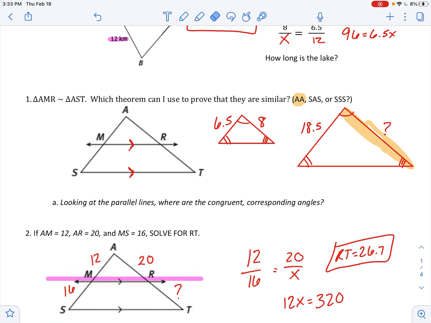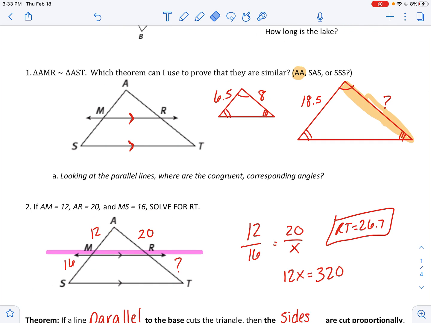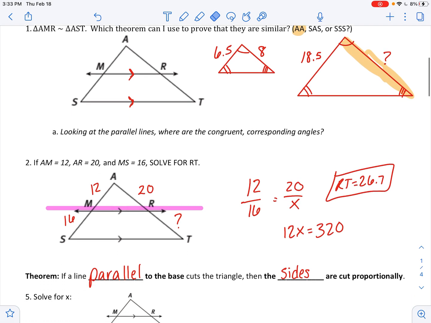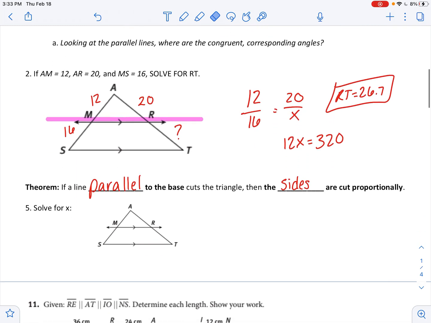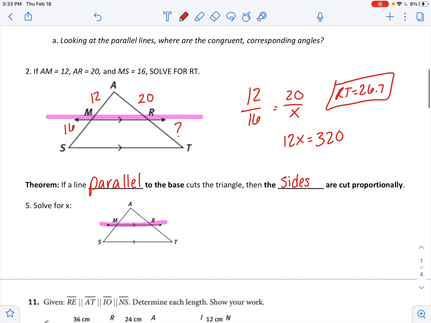All right, I'm going to give you guys a chance to try the next practice problem, but that theorem that we're working with today says that if a line that's parallel to the base, that's the key here, this line must be parallel to the base to get us those corresponding angles for angle-angle similarity. If a line parallel to the base cuts through the triangle, then the sides are cut proportionally.